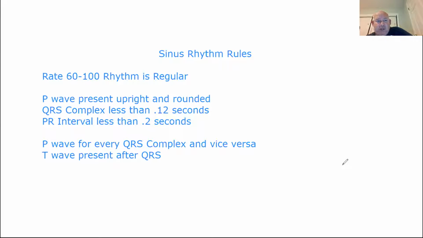Once we determine the rate, we want to see if it's regular or irregular. So Derek said he's been doing this a long time and he knows what AFib is. And if he knows what AFib is, then he knows that that is an extremely irregular rhythm.